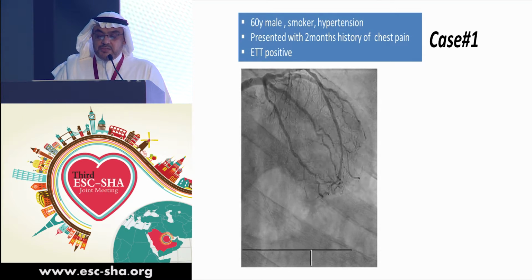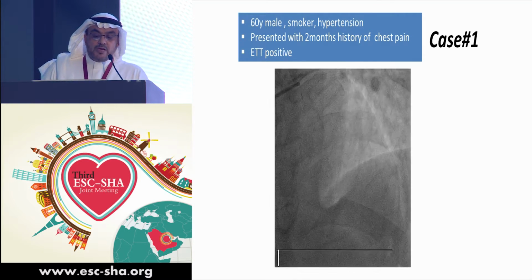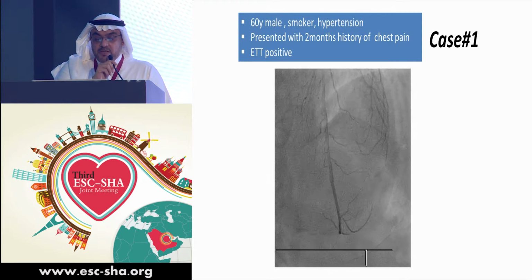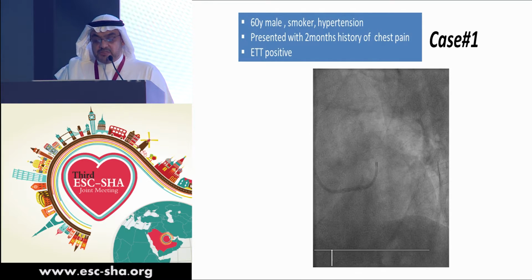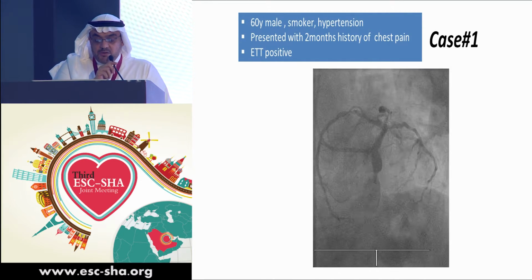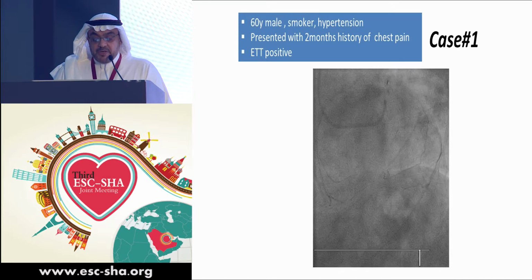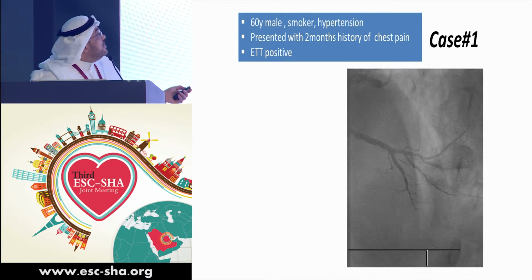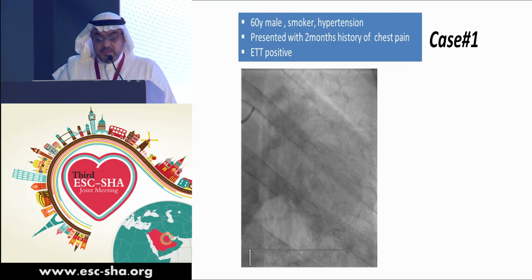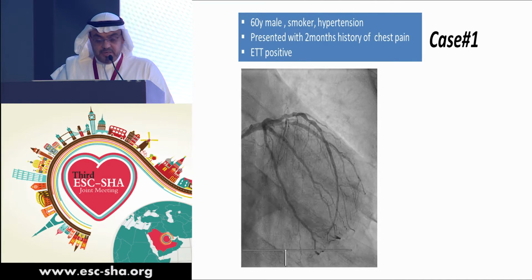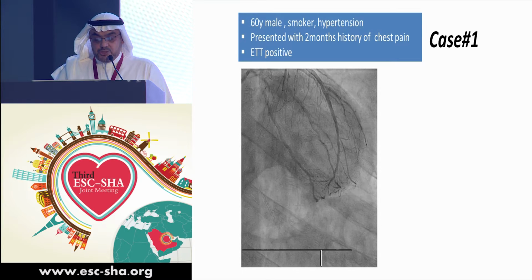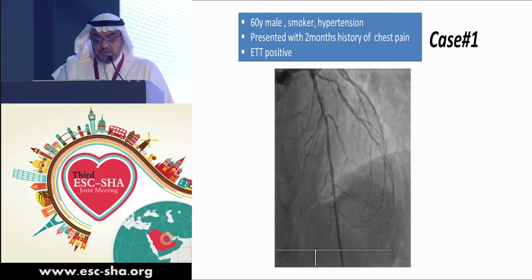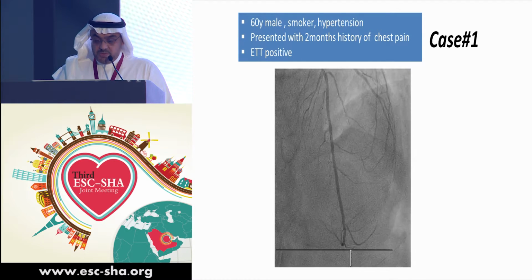The first case is a 60-year-old male. He's a smoker, with hypertension, presented with a 2-month history of chest pain, and has a positive exercise treadmill test. In this view, you can see this is a ramus, with very significant intermediate disease in the ramus. This view shows you the LAD has a very calcific lesion, a long lesion in the proximal to mid LAD.